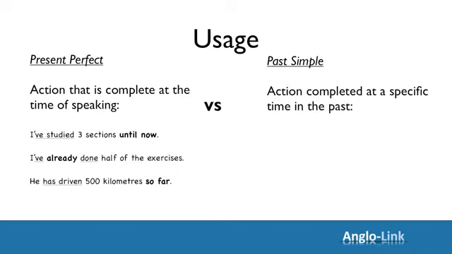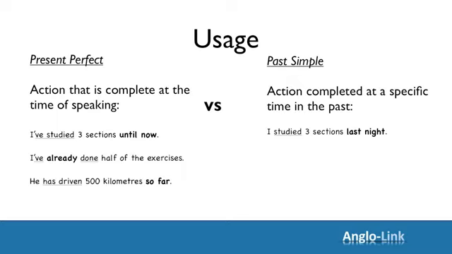First example, I've studied 3 sections until now. The action is complete, but we don't know when. If we add the when element, if we specify the time in the past, the tense changes to past simple. Let's watch the change. I studied 3 sections last night.